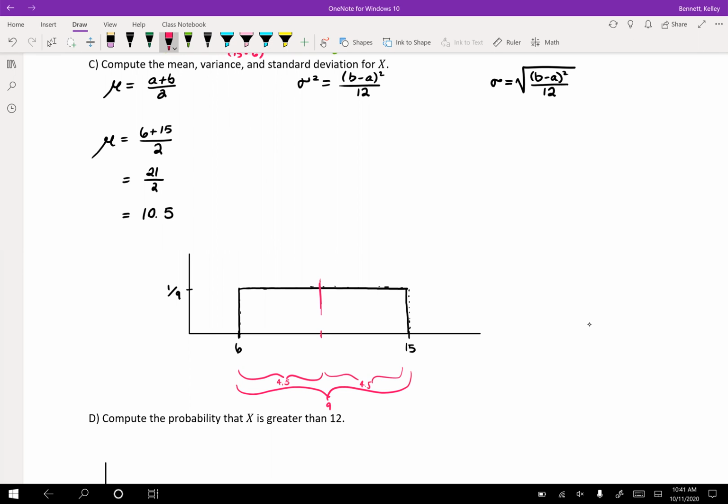And that's always the case. So here's mu, and it equals 10.5. If I'm at 6 and I go 4.5 to the right, that's going to put me at 10.5. And then if I go another 4.5 to the right, that's going to put me at 15. So we can see that the mean here is the midpoint between A and B. And as always, think of the mean as splitting up stuff in half in some sort of sense.